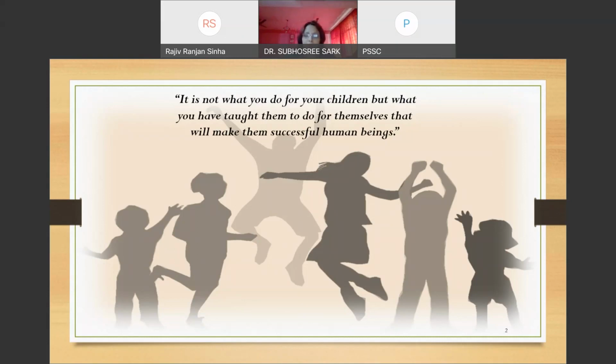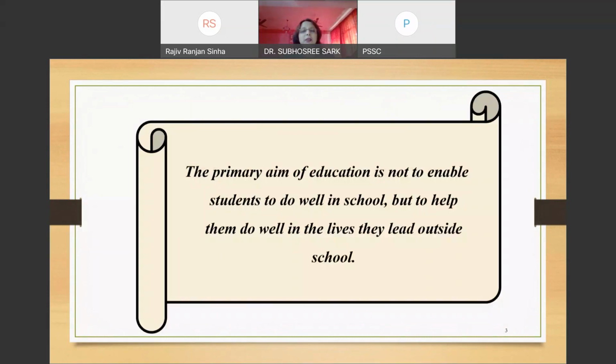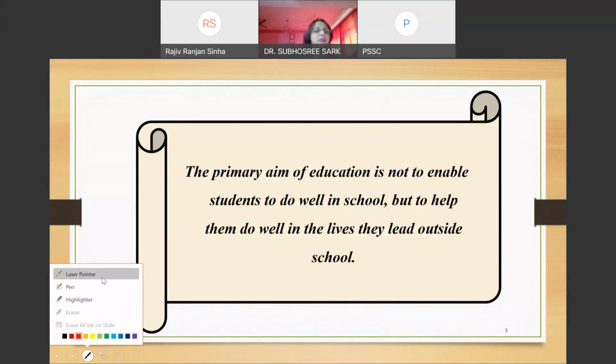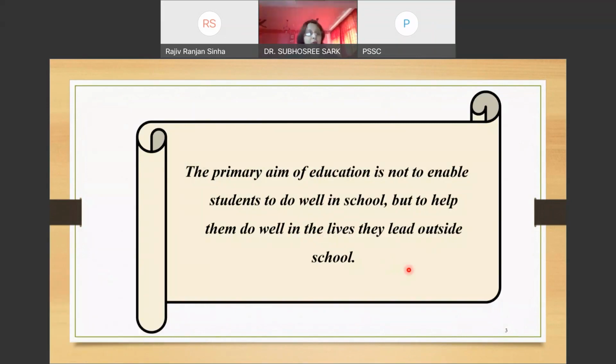So the same problem solving skill will be taught in different ways to different age groups. Okay, understood? Now the next one. So here, what does this slide say? That this is what we are in the school for: to help the students lead a productive life outside the school.